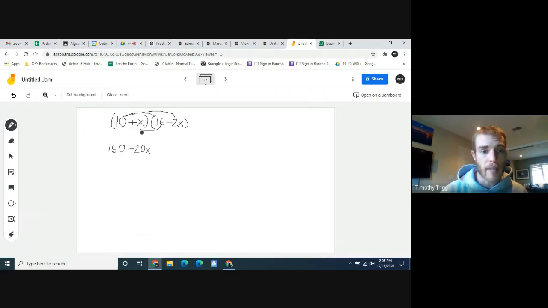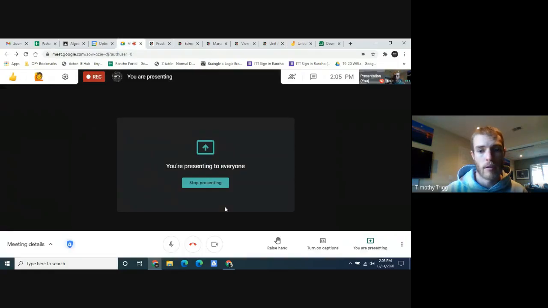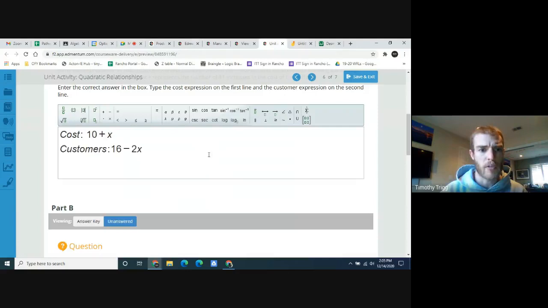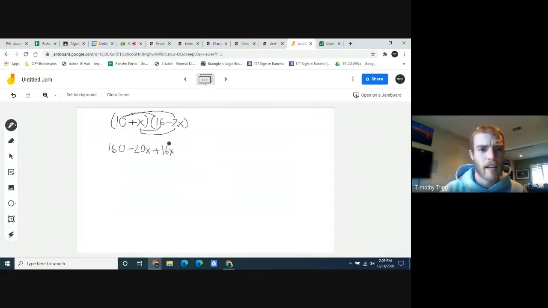Now we multiply the X times both of these terms in the other. So X times 16 is plus 16X. And then X times negative 2X is negative 2X squared.